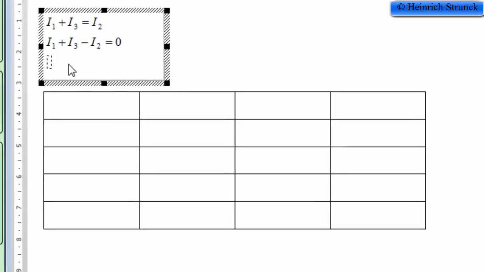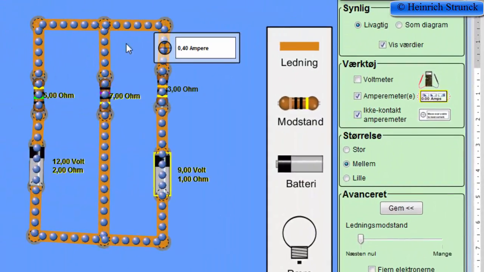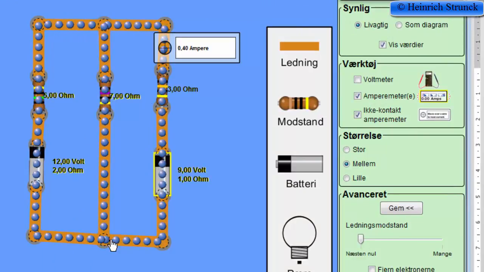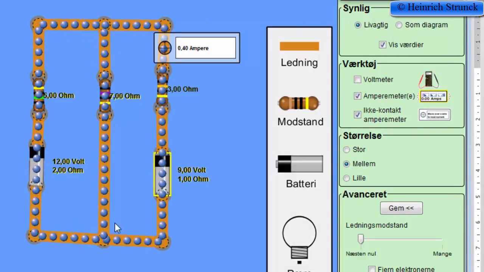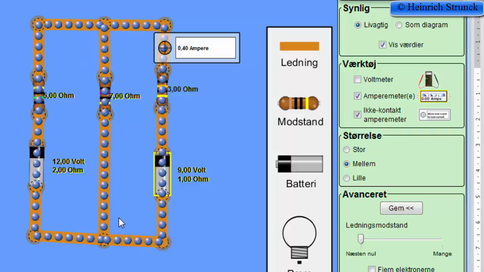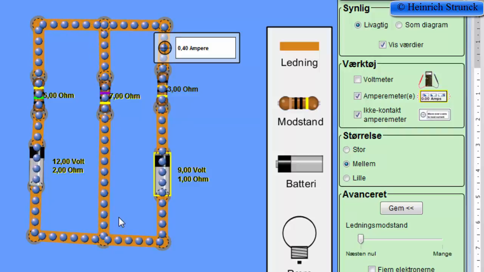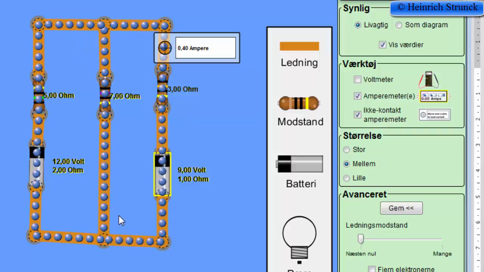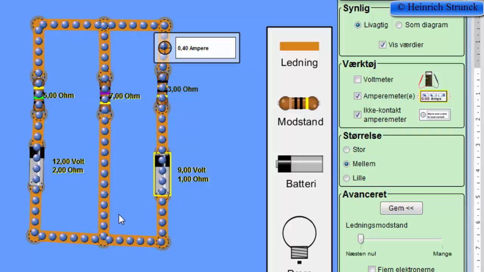We cannot make any more equations with Kirchhoff's first law because this connection point describes the same story. So we have to make some equations for Kirchhoff's second law.